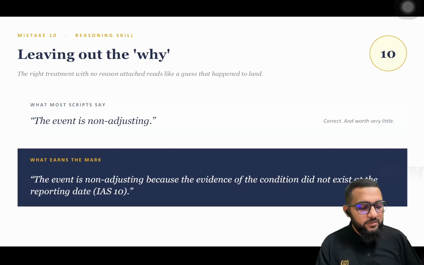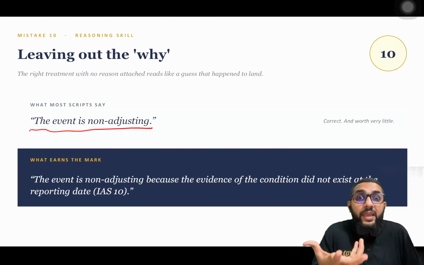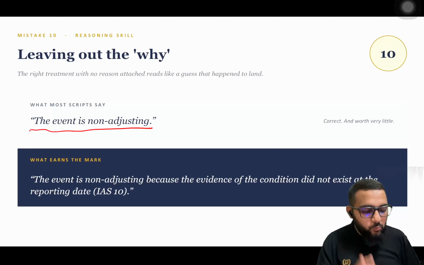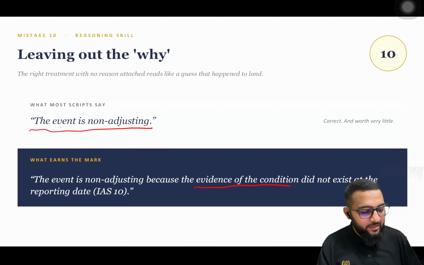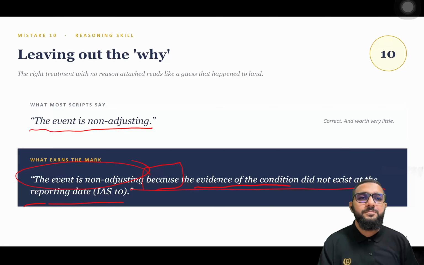Now, for example, here most of the candidates would go on writing the event is non-adjusting. But why is the event non-adjusting? Why does the candidate think that the event is non-adjusting? That's what is key. Event is non-adjusting gets you fewer marks, but event is non-adjusting because the evidence of the condition did not exist at the reporting date. That gets you full marks because this is the why. This entire part is the why of this treatment. All right. So you need to make sure you do not leave out the why.